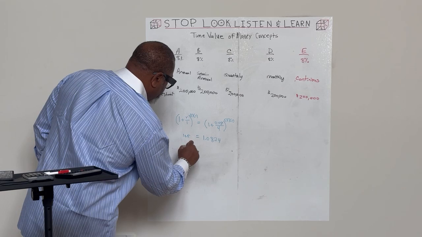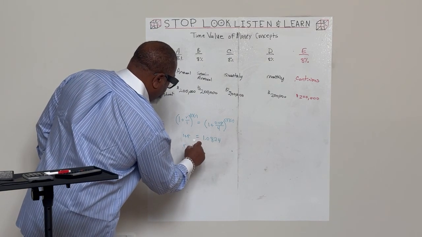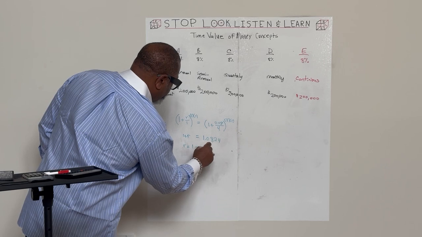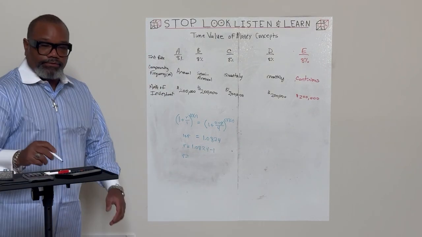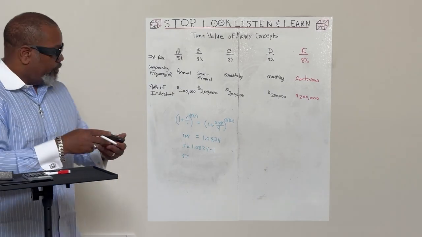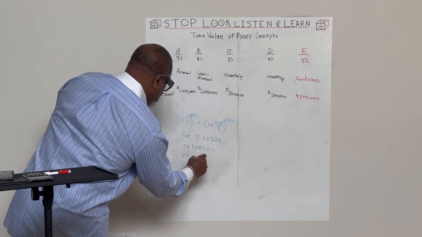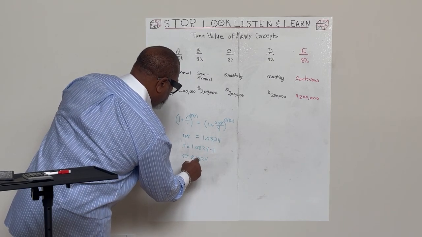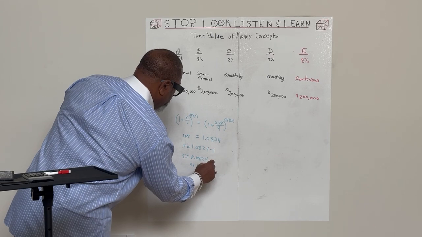So we're going to get R is equal to 1.0824 minus 1. So that is going to be 0.0824, or 8.24%.